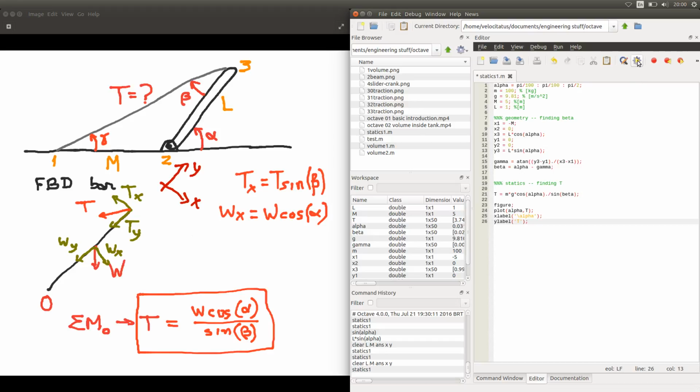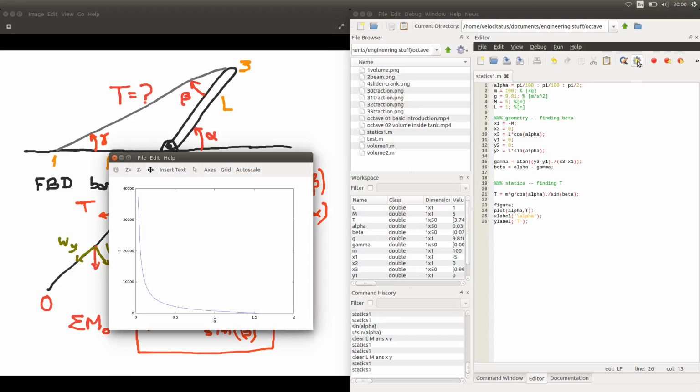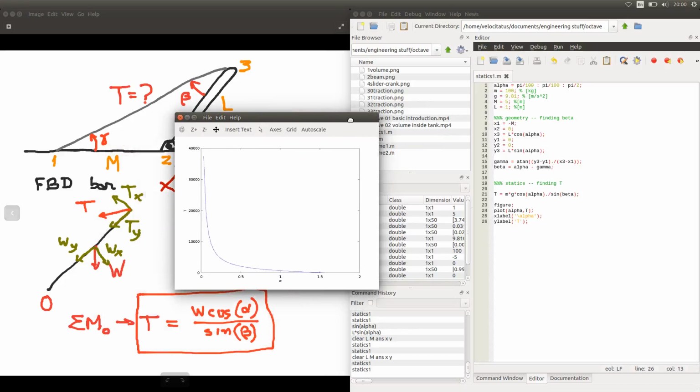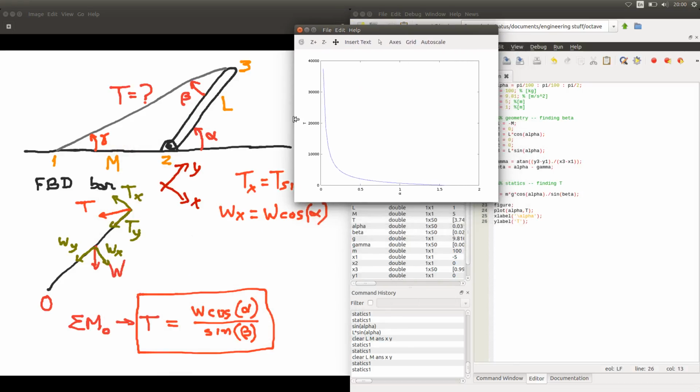And once we run this and generate our figure, we'll see that our tension is largest when our bar is almost horizontal, or when alpha is very small. And as alpha keeps increasing, or as our bar goes into an upright position, our tension starts decreasing fast, and then it decreases more steadily all the way to 0 when our bar is vertical.